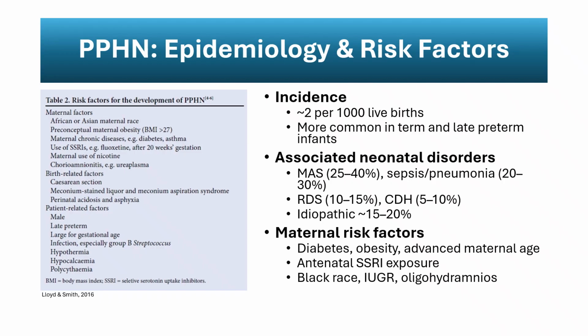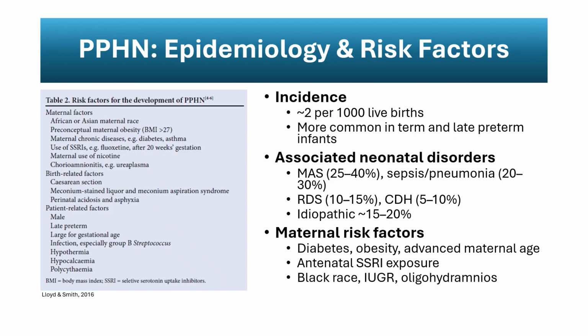Maternal risk factors also contribute. Diabetes, obesity, advanced maternal age, and antenatal selective serotonin reuptake inhibitor exposure have all been linked to increased risk. Fetal growth restriction and oligohydramnios predispose to maladaptive pulmonary vascular responses, while black race has been identified as an epidemiologic risk factor, potentially reflecting genetic susceptibility or socio-environmental influences.